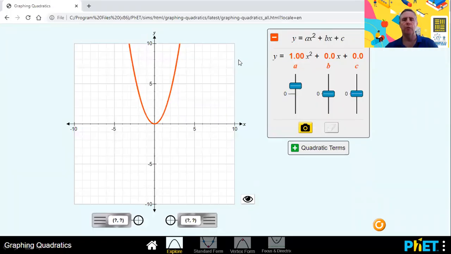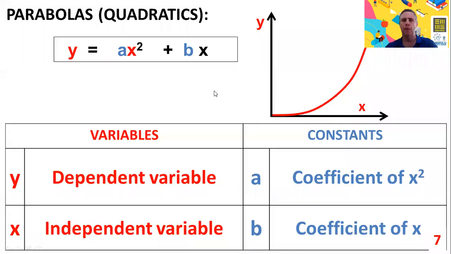So I hope that was helpful to you, and teachers, I really encourage you to use this simulation, graphing quadratics. There's so much that can be learnt which can really help with pupil understanding.